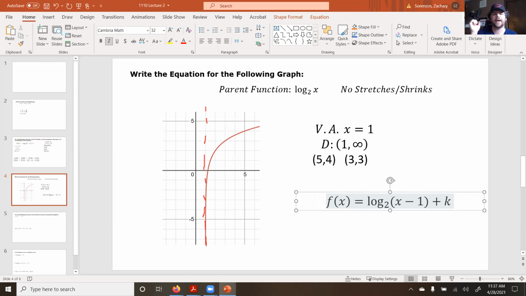So we're going to have a horizontal shift, which we accounted for. We have no stretches and shrinks. My graph isn't being reflected at all. That's kind of the standard log graph right there. But I don't know my vertical shift. So any thoughts about how I might find that k?